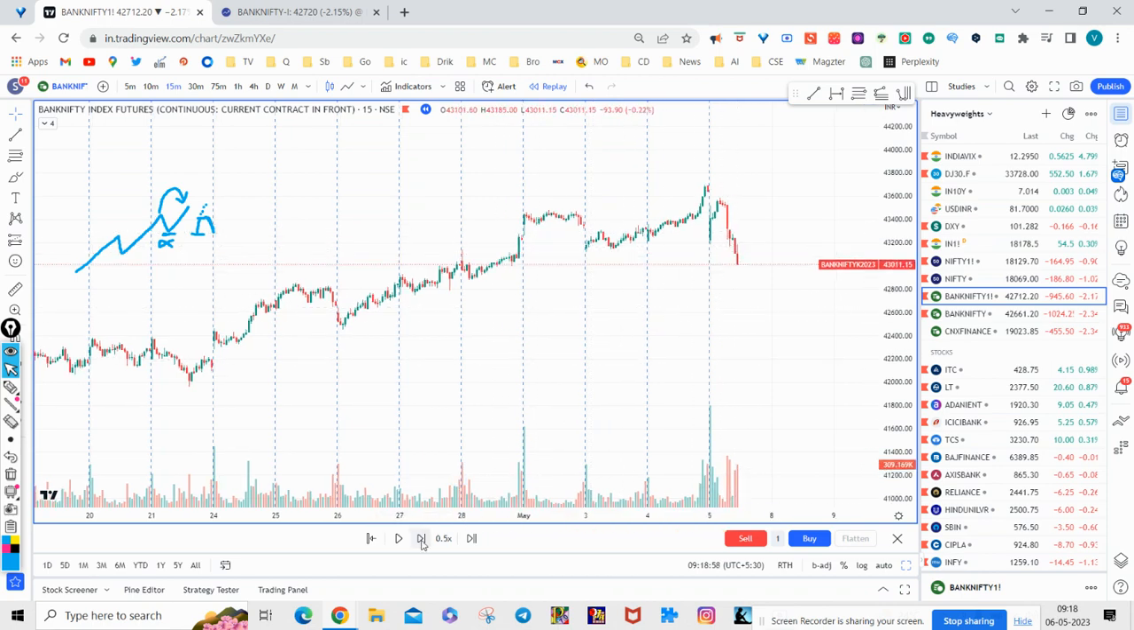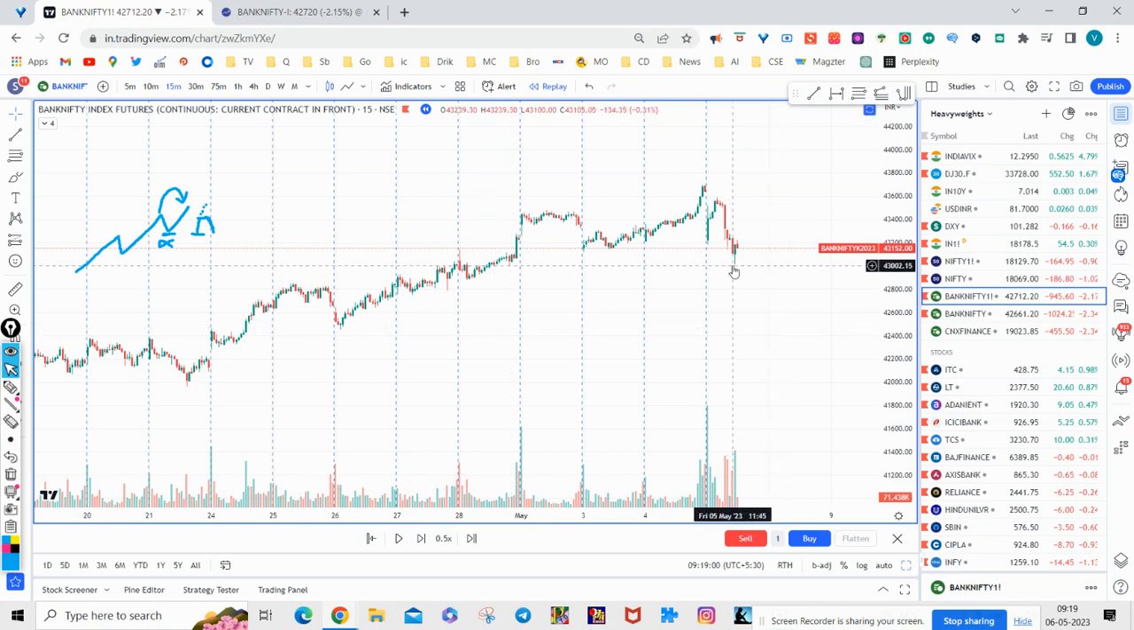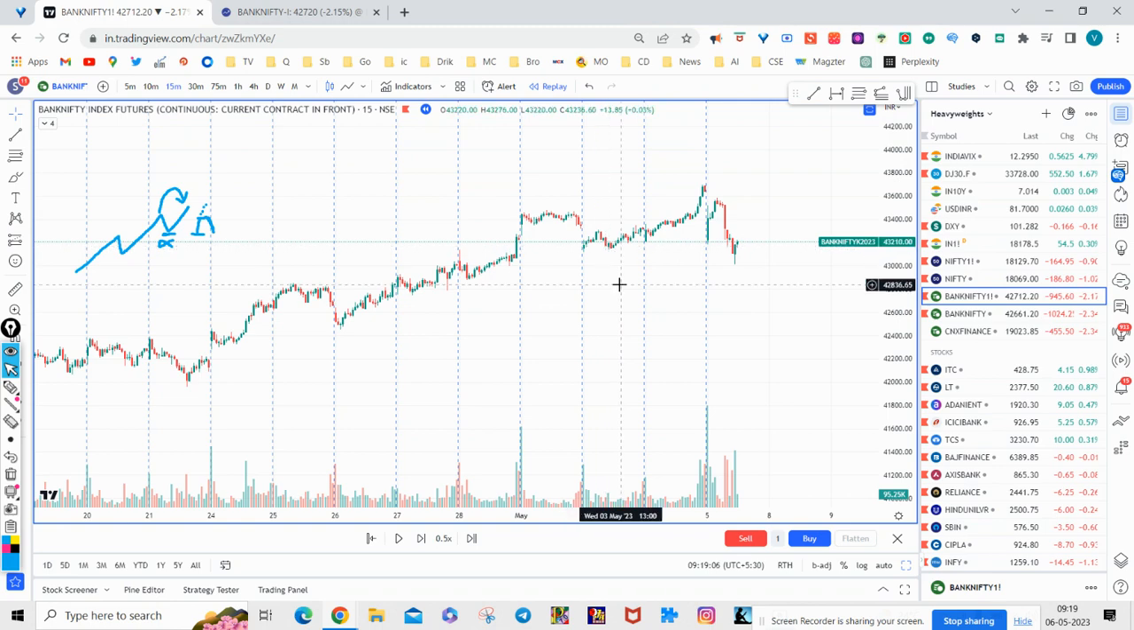And some hammer type of candle was made below this swing low. So now what has happened? The price has broken this swing low. Now this swing low is temporarily invalidated, and it creates a new swing low.